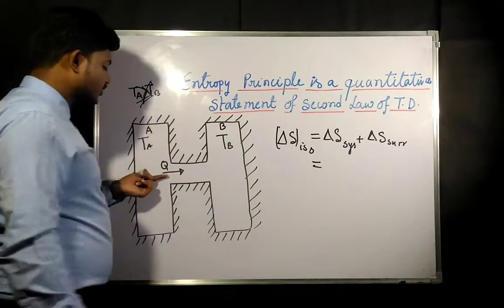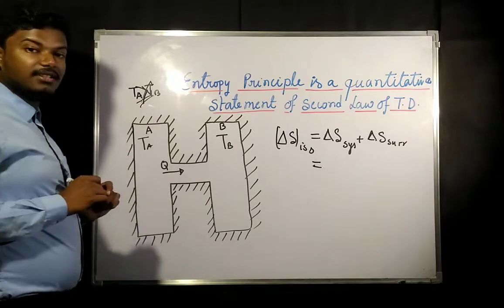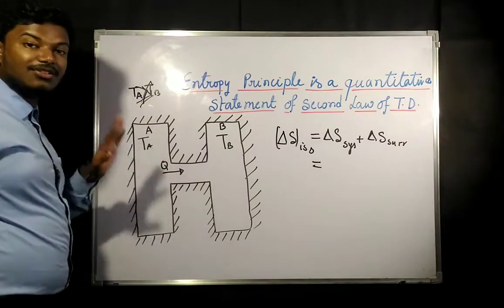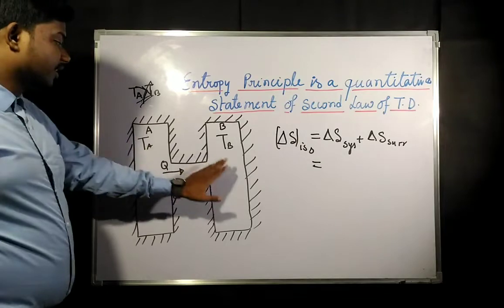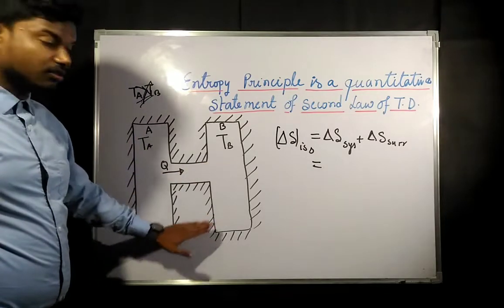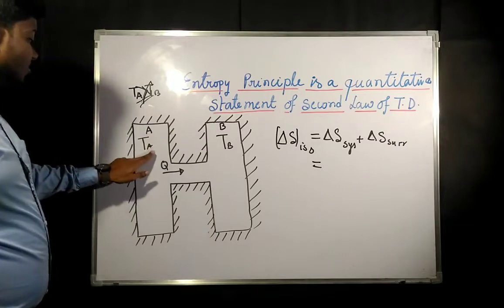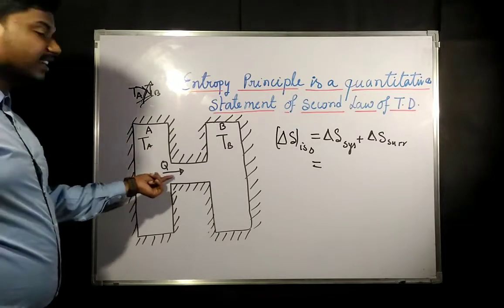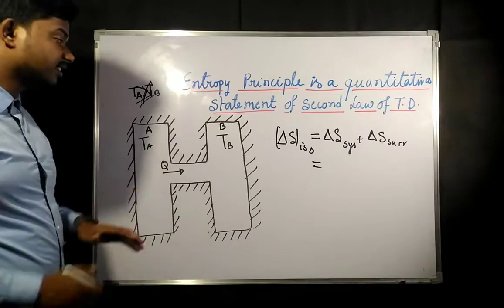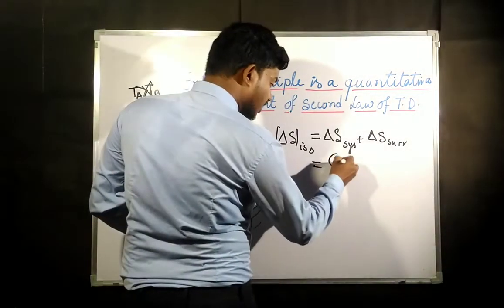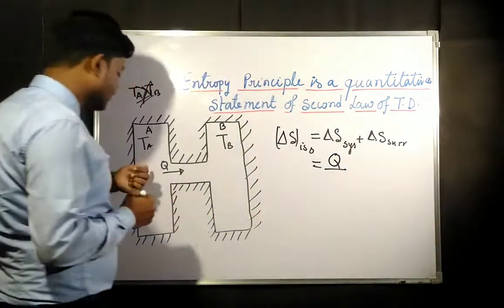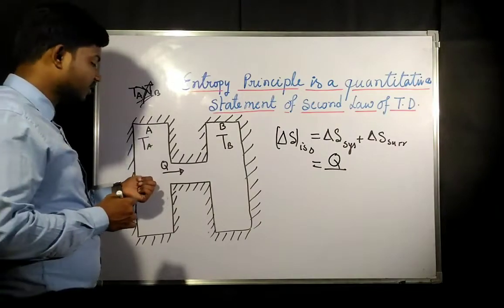For the system, what is going to be the entropy change? The entropy change is going to be dq by T, and we are considering this as reversible also. The heat transfer is Q, so in place of dq we can directly write Q. And what is the temperature? It is giving away the heat, so it is TA.